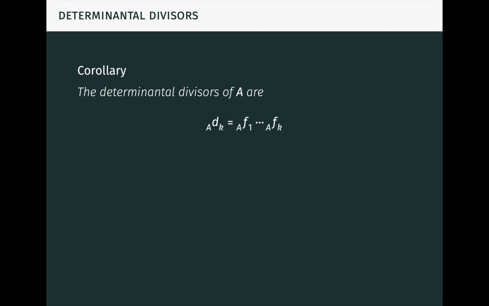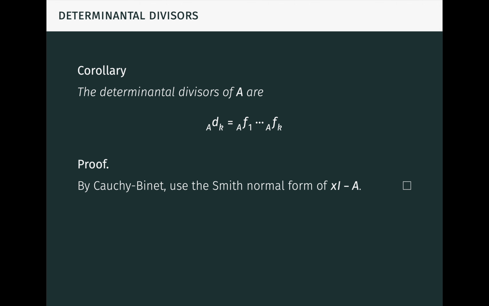We can prove that the kth determinantal divisor is just the product of the first k invariant factors. This generalizes the result we saw earlier about the characteristic polynomial, which is obtained by taking k equal to n. Indeed, by the Cauchy-Binet theorem, which I covered in prior videos, the minors of equivalent matrices are related in a way that allows us to use the Smith normal form of the characteristic matrix to compute the determinantal divisors. Since the Smith normal form is diagonal, and each diagonal entry divides the next, the result is then immediate.